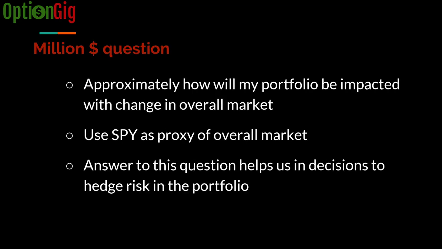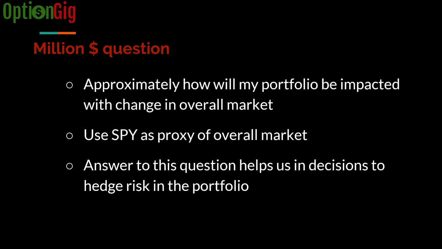But now the $1 million question is, how do I know what my overall portfolio delta is as compared to the overall market, let's say SPY? Most of the broker platforms use SPY as a proxy of the overall market. Now we looked at a portfolio which has AMD and FB. But if I were to hedge my portfolio by looking at how the overall market is moving, then I need to consider some ETF or a stock which is representative of the overall market, and in most cases it is SPY.